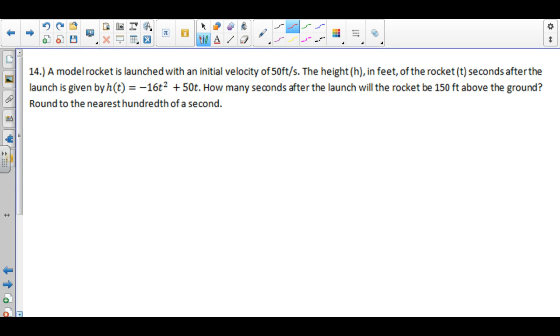Alright, last problem then. So a model rocket is launched with an initial velocity, which I'm going to change so that these numbers actually do work out. This is totally a typo. This should be 150 feet per second, which means if I change it there, I need to change it down here as well. This should be 150 t. Okay, so make that change real quick on your sheet if you guys are following along. So change that so it is 150 and not just 50.